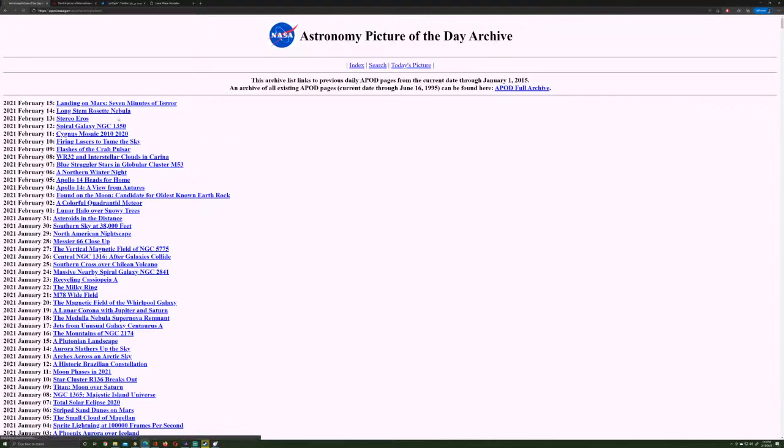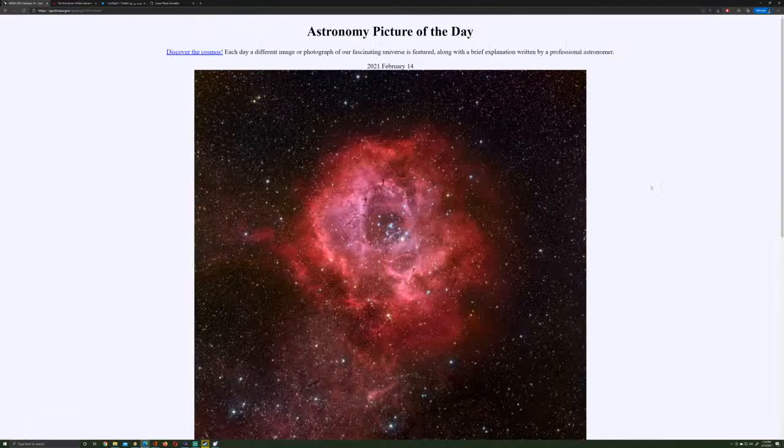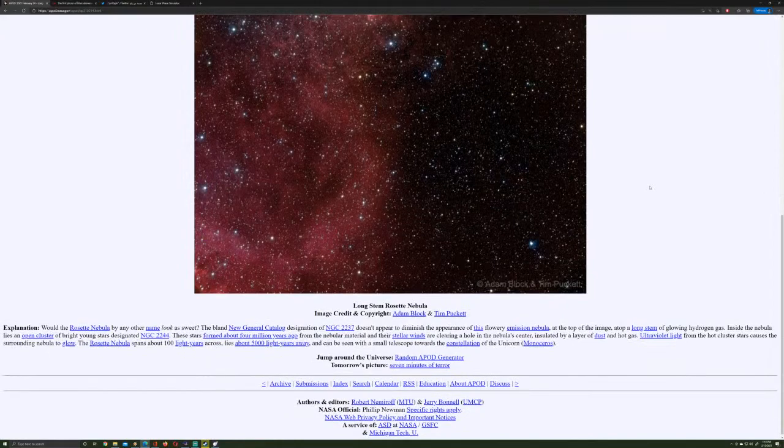Just to show you what it looks like, it's normally a nice picture of something astronomical. In this case, this is the Rosette Nebula.